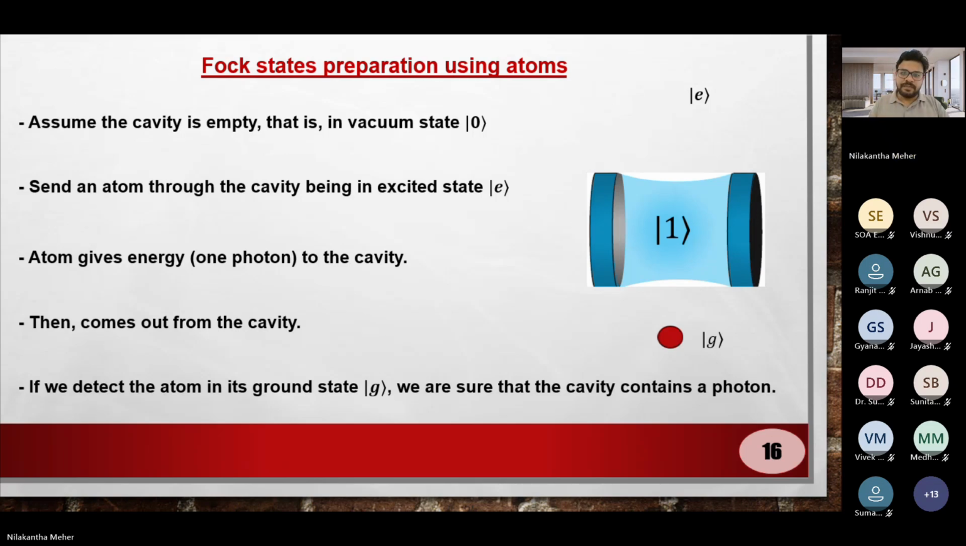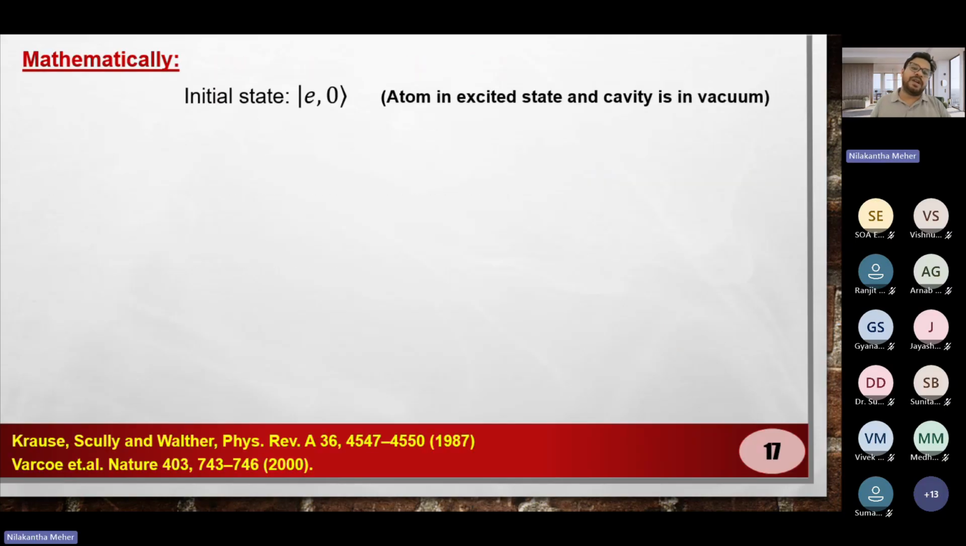Now let us see mathematically what is happening. So our initial state is ket E, 0. E means the atom is in the excited state, and 0 is the cavity in vacuum, that is, no photons.